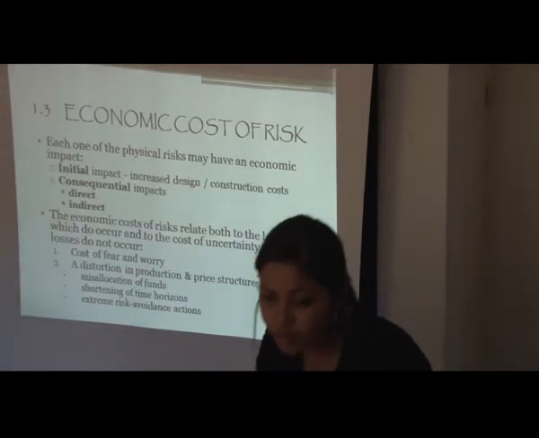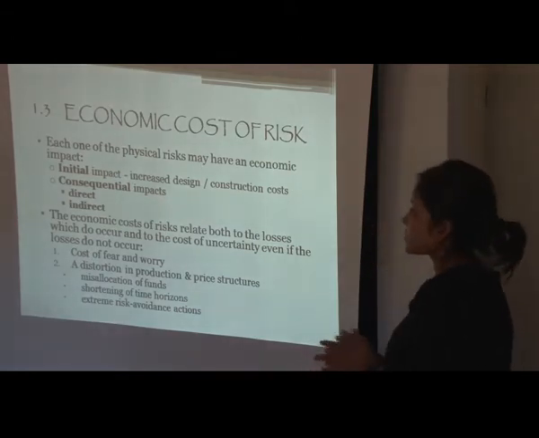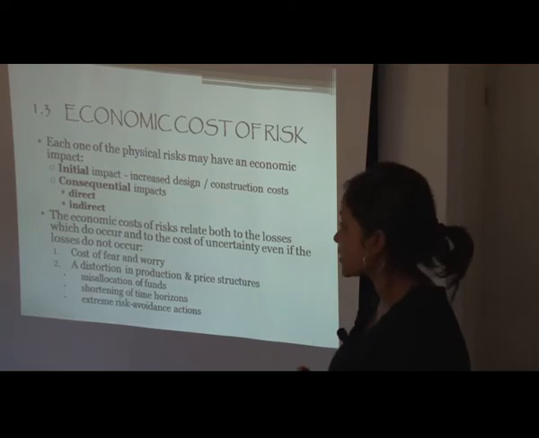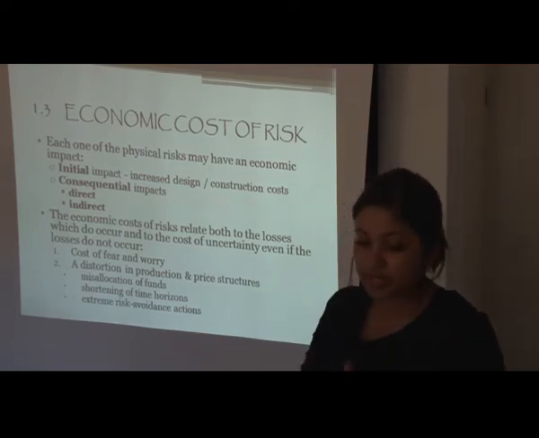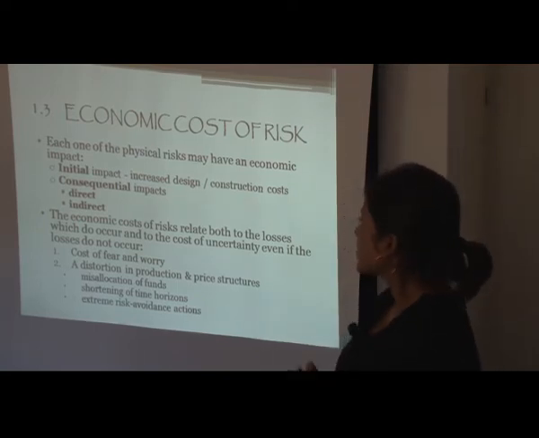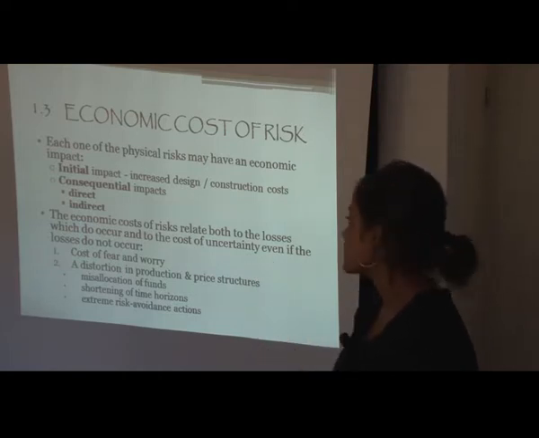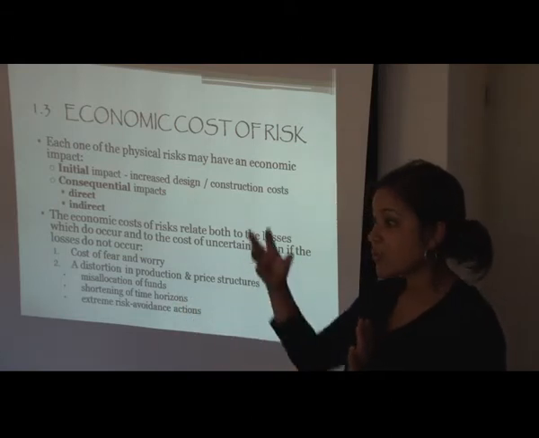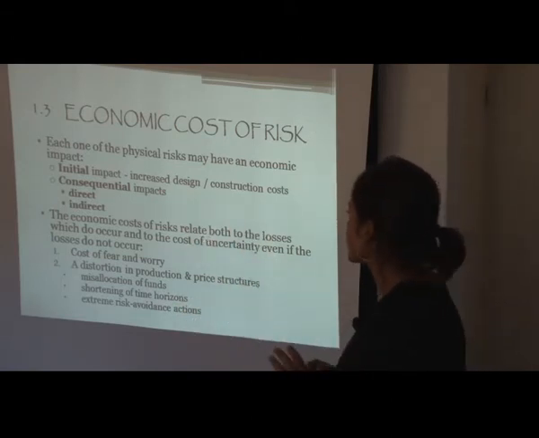Then we move on to economic risk. What is an economic risk? Each one of the physical risks may have an economic impact. So you get an initial impact, and then you get a consequential impact. The initial impact, as you can understand, is the first stage of that exposure to the risk.